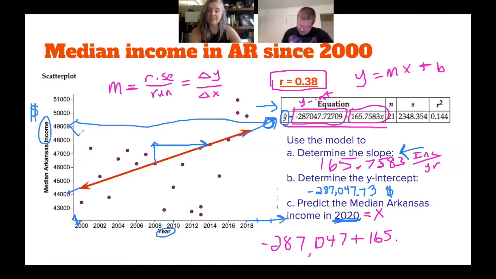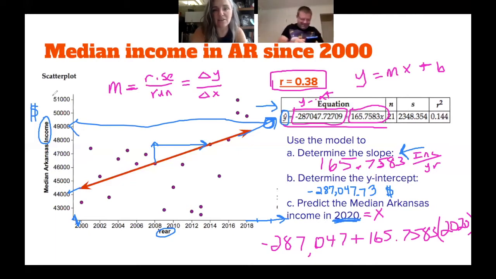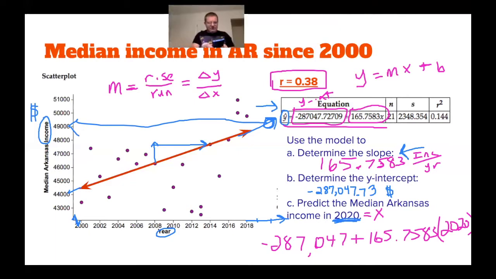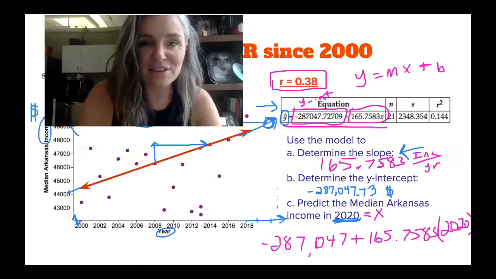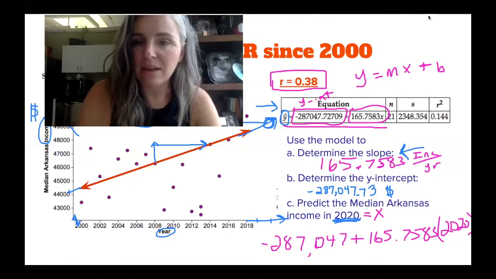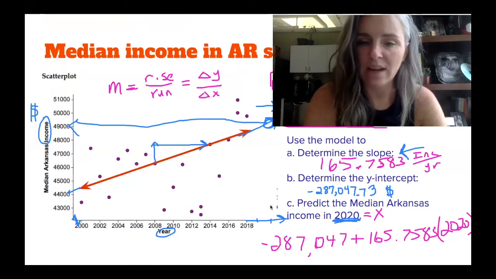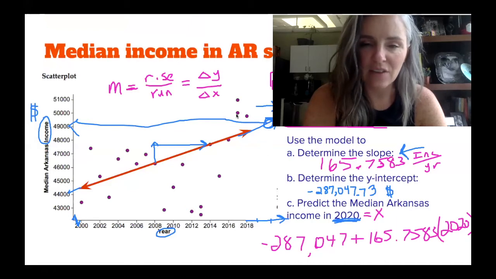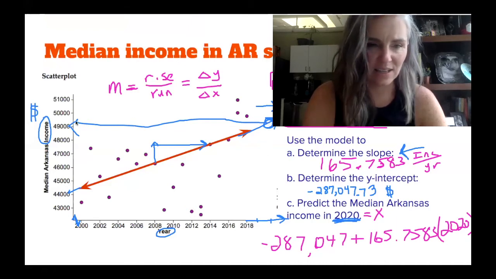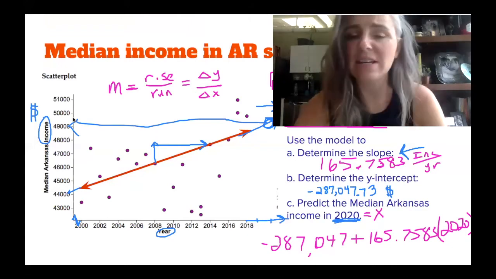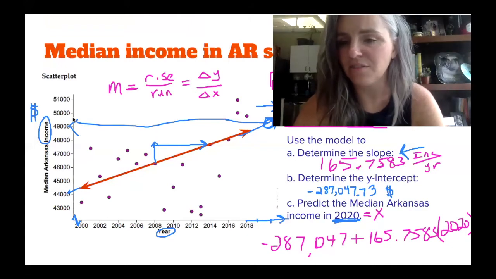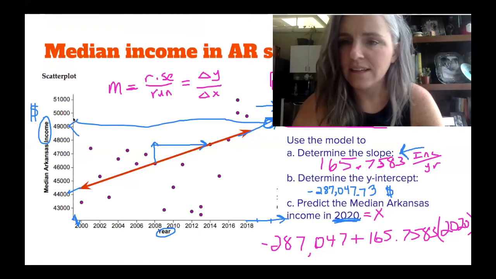While he's taking the time to plug 2020 in, I like to just visualize it and verify that whatever I get is going to make sense. So he's going to type this in the calculator and get an answer for you. And I'm going to make him bigger so you can see his result. While he's doing that, I extended the x-axis to 2020 and then went up to the graph and over to the y-axis to say, I'm expecting his answer to be somewhere between 49,000 and 50,000.